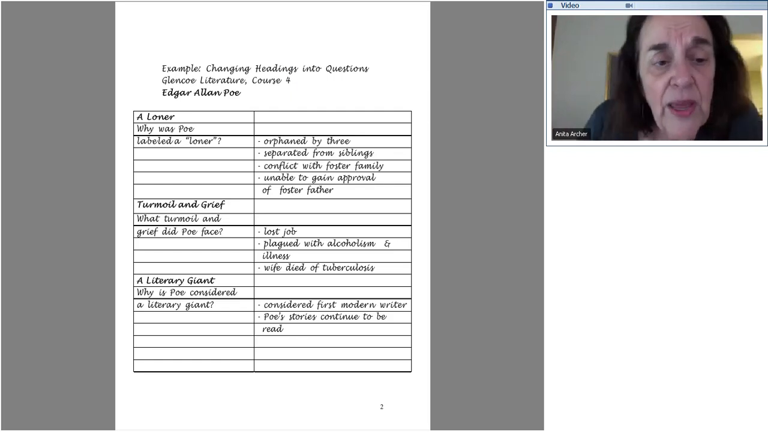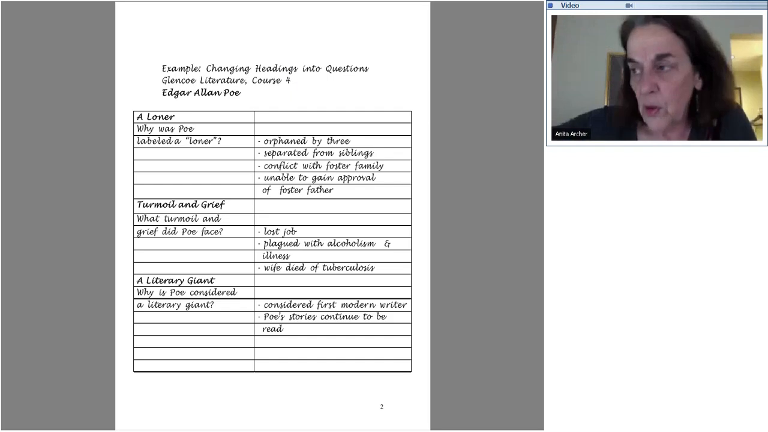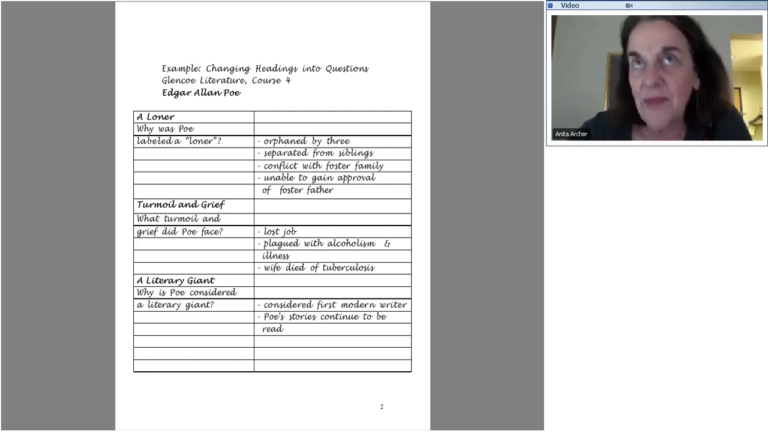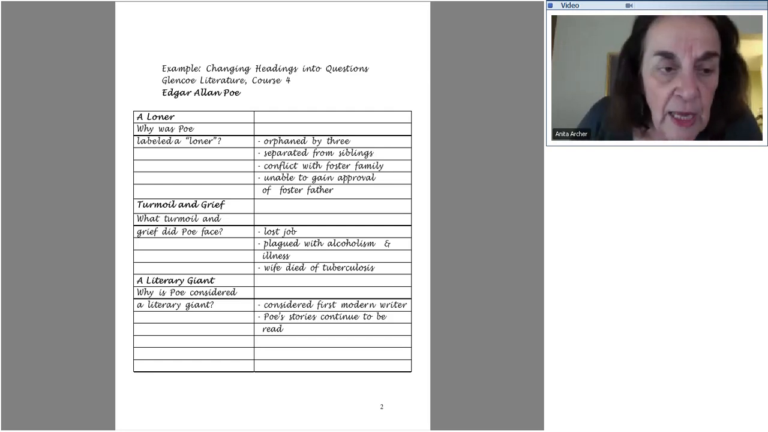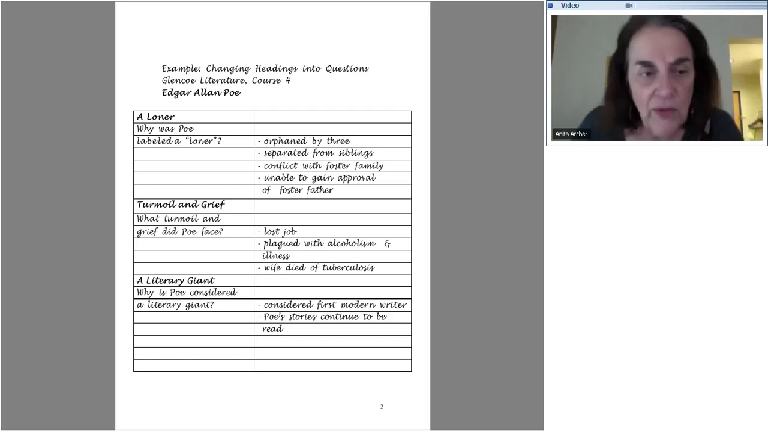And so as I read it, and these were repeated throughout the whole book, I wanted to come up with a strategy that teachers could use every time they came to one of these informational texts. And what I thought was the most useful is exactly what we've talked about. The first heading was a loner, okay? And taking that and putting it into a question.